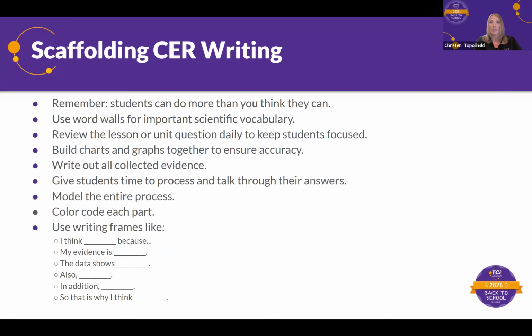The other thing is at the beginning of the year, I always model that entire process. I make sure that they understand from beginning to end what claim evidence reasoning writing looks like. I am going to show you that I color code each part so that I can quickly look at a student's work and say, okay, you have the claim, you have the evidence, you have the reasoning. Then I can go back and really read it over to make sure that they correctly identified each part. But it's a quick way for me to visually say, okay, I think you've got all three parts.